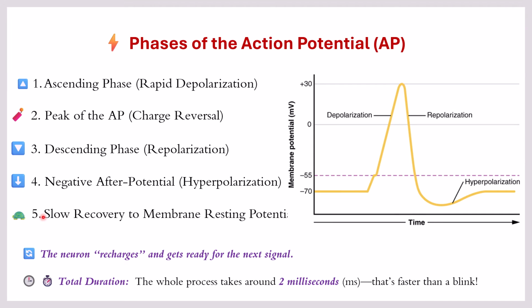And we now reach the fifth phase, the slow recovery to membrane resting potential, which, as we said, is around minus 70 millivolt. What happens here? The ion pumps, like the sodium potassium pump, will slowly restore the original balance. The neuron returns to its resting potential and is ready to fire again if it will be the case, of course. So the neuron recharges and gets ready for the next signal. All those 5 phases happen during 2 milliseconds, so it's very, very fast.